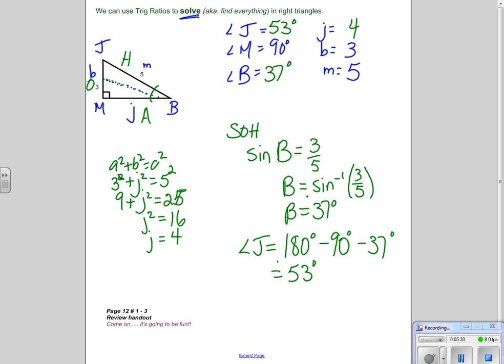Isn't it nice to do something you're so familiar with? Page 12, 1 to 3, and a review handout.